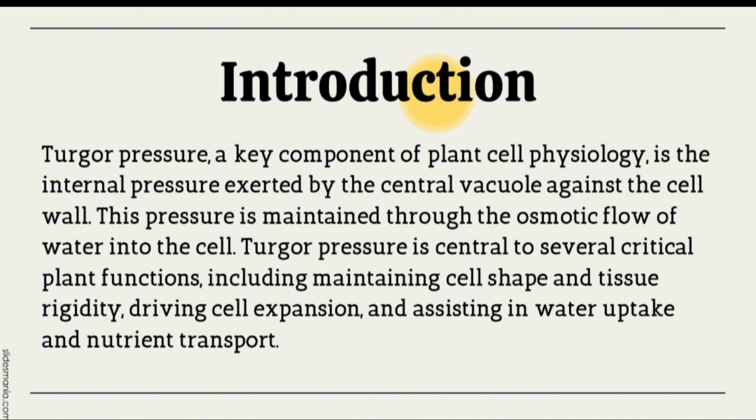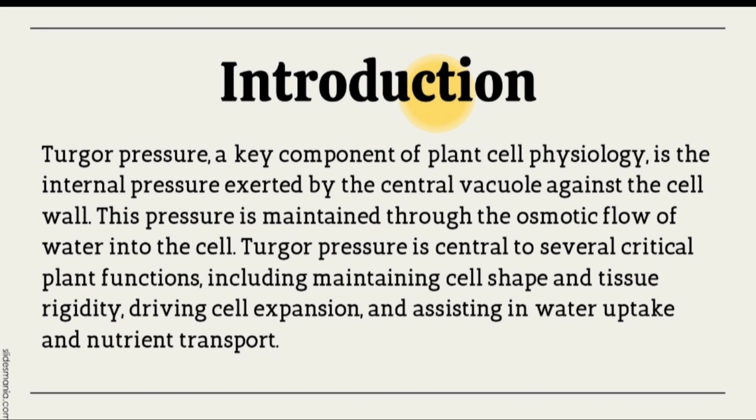So in other words, turgor pressure is internal pressure against the cell wall. This pressure maintains cell shape, supports tissue rigidity, drives cell expansion, and aids water uptake and nutrient transport. In essence, it is crucial for plant structure, growth, and overall physiological function.